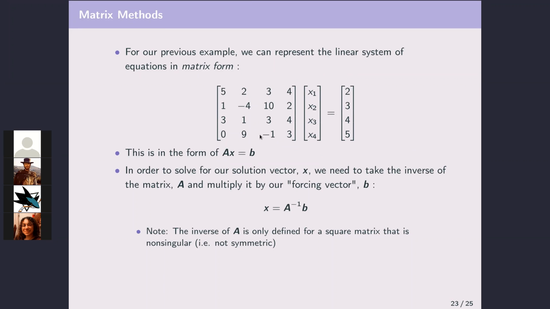Okay, so we can put it in this matrix form, and we can solve for x. That's our solution vector right here. We can do that by taking the inverse of our matrix A and multiplying it by our forcing vector B. Okay, so that's the general way that we can solve for this system of equations.